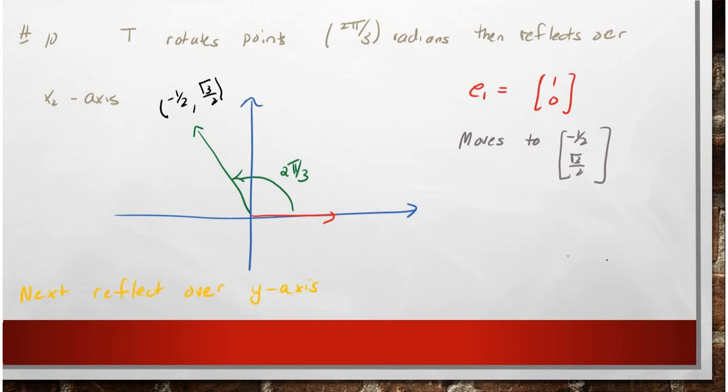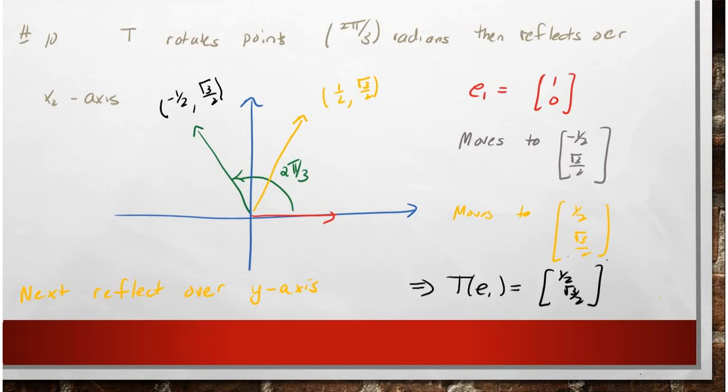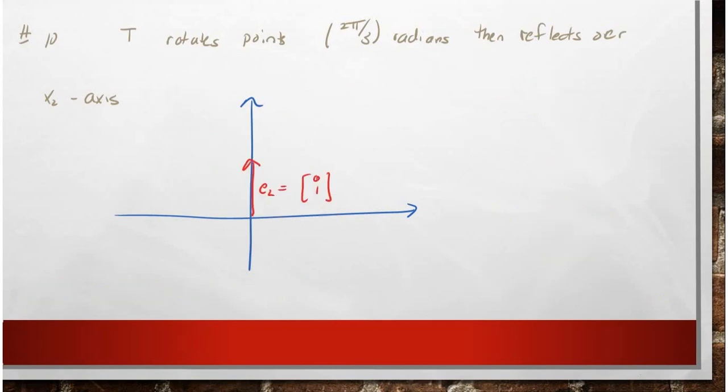The second move asks you to take that vector now and reflect it over the y-axis. So that's what we get when we reflect it over the y-axis. We get 1/2 and square root of 3 over 2. So the second move moves that original vector to 1/2, square root of 3 over 2. So that tells us that T of E1 is going to be 1/2, square root of 3 over 2.